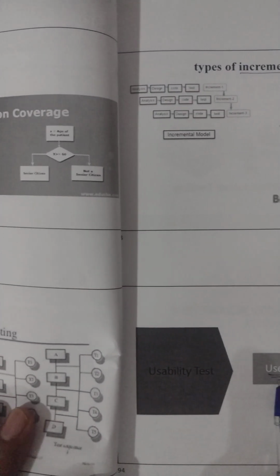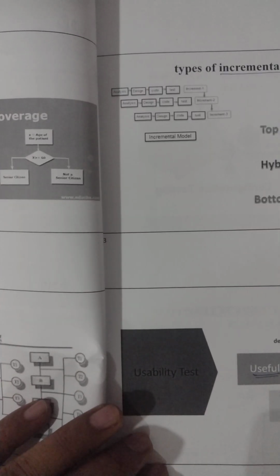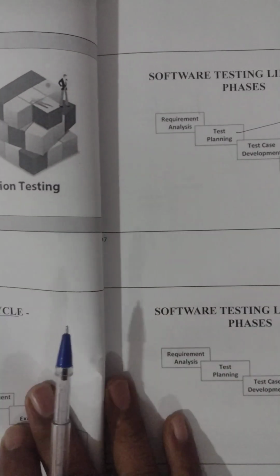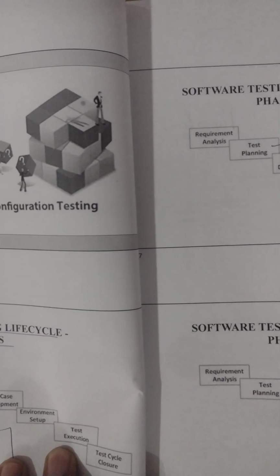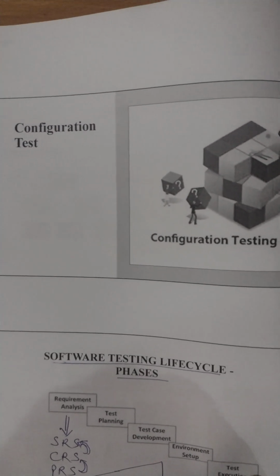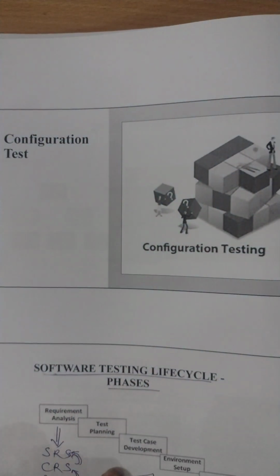Usability testing: whether the system is useful, accessible, desirable, findable, or like that. Configuration testing is being done on various types of configurations of software, operating systems, and all that.